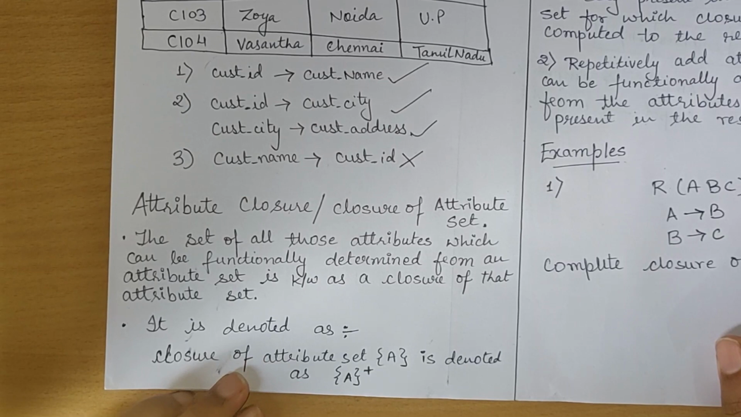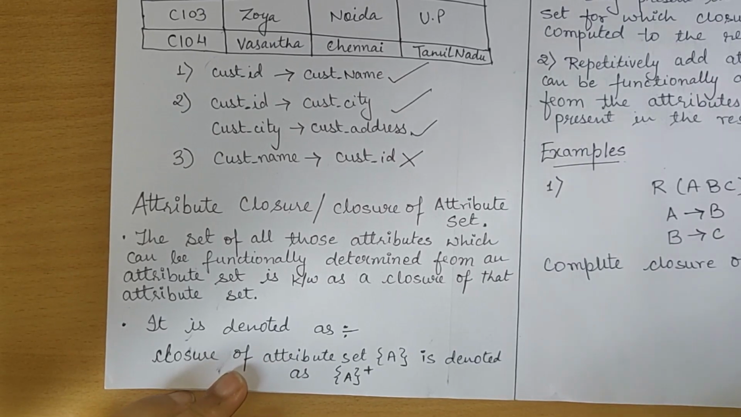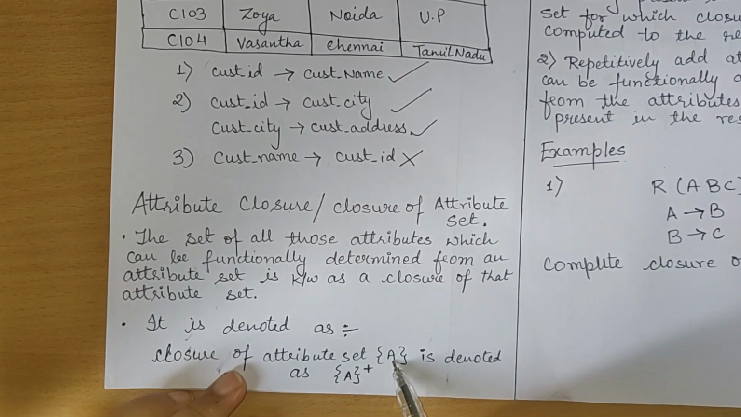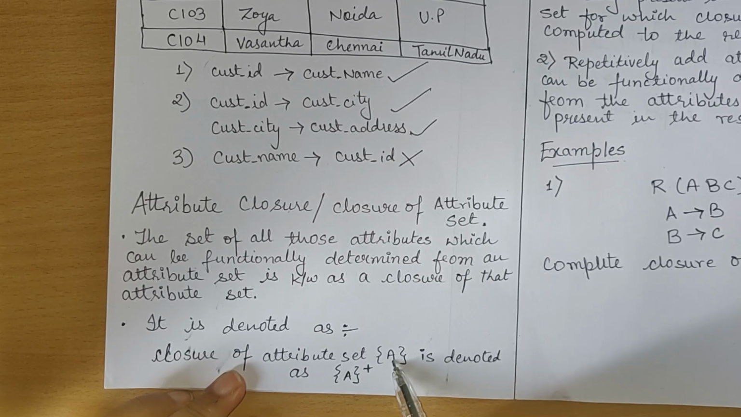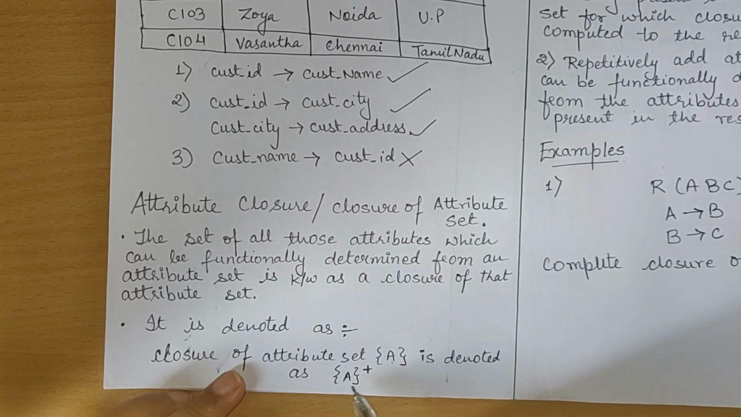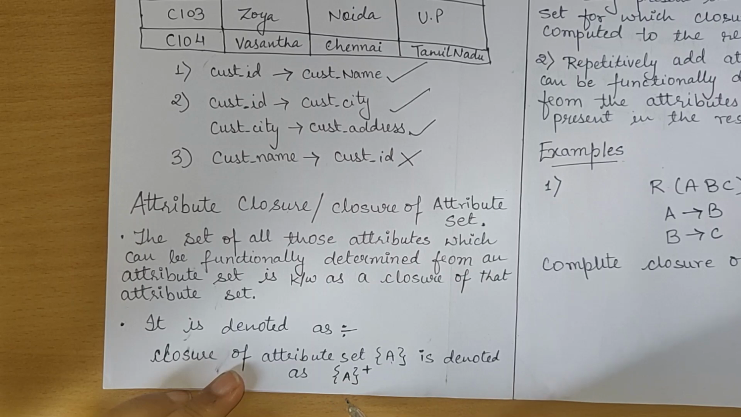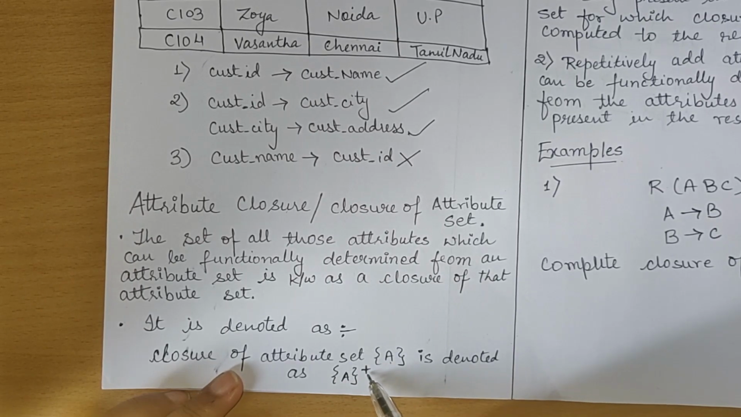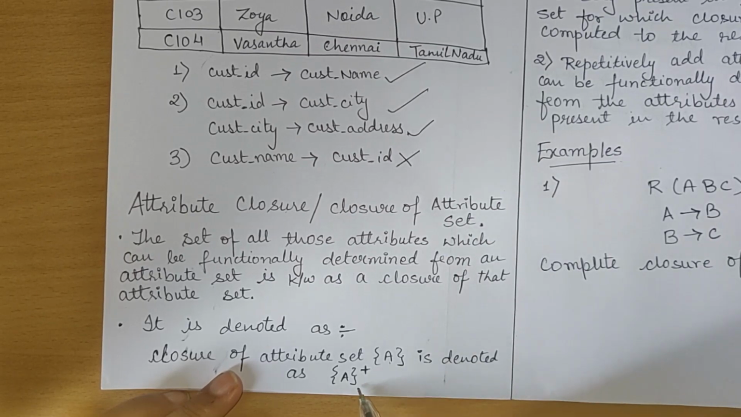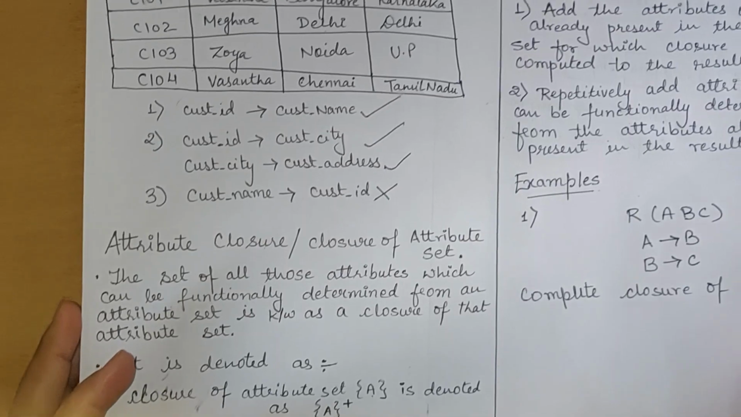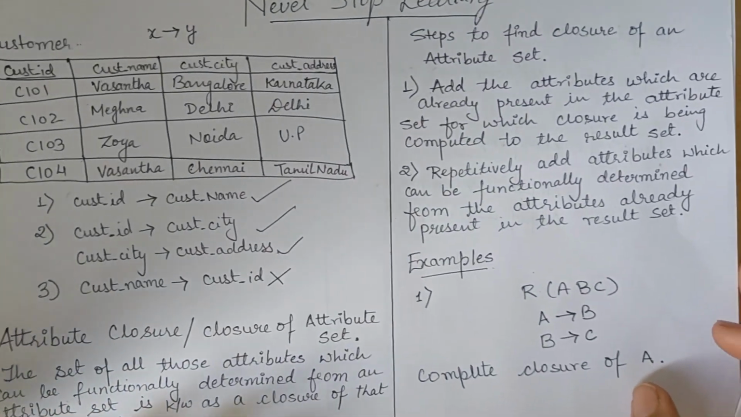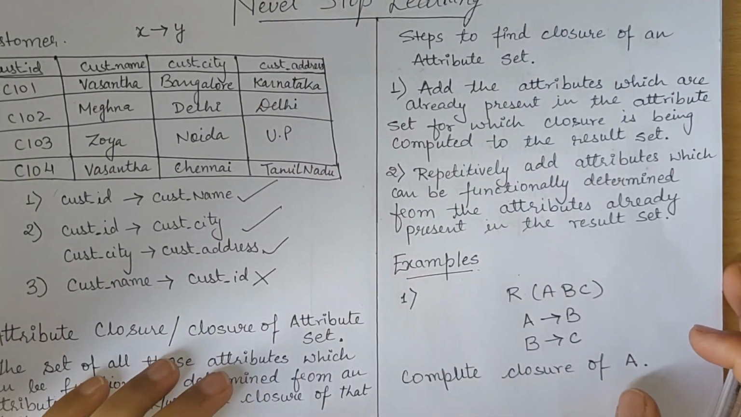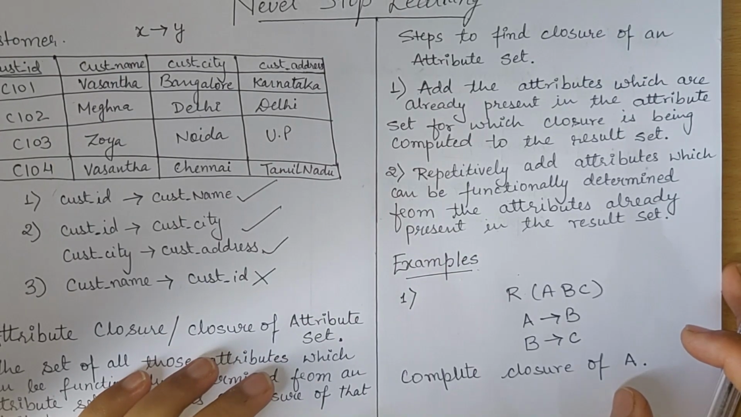Now for notation, how will we denote it? Let us suppose I want to calculate the closure of attribute set A. How can I write the closure? The closure will be denoted like this: in the superscript I have to put a plus sign, and this is known as the closure of the attribute set. Here some steps are given. If you follow these steps, you can calculate the closure of an attribute.